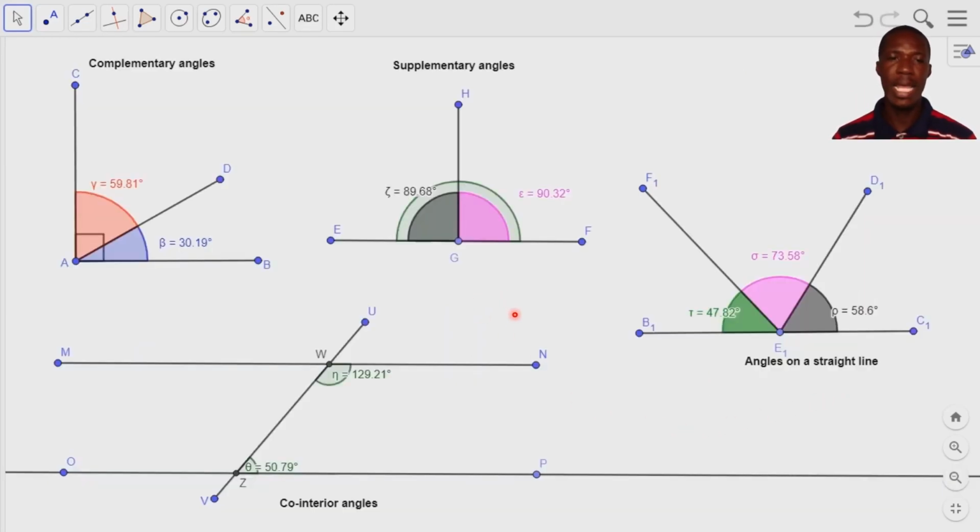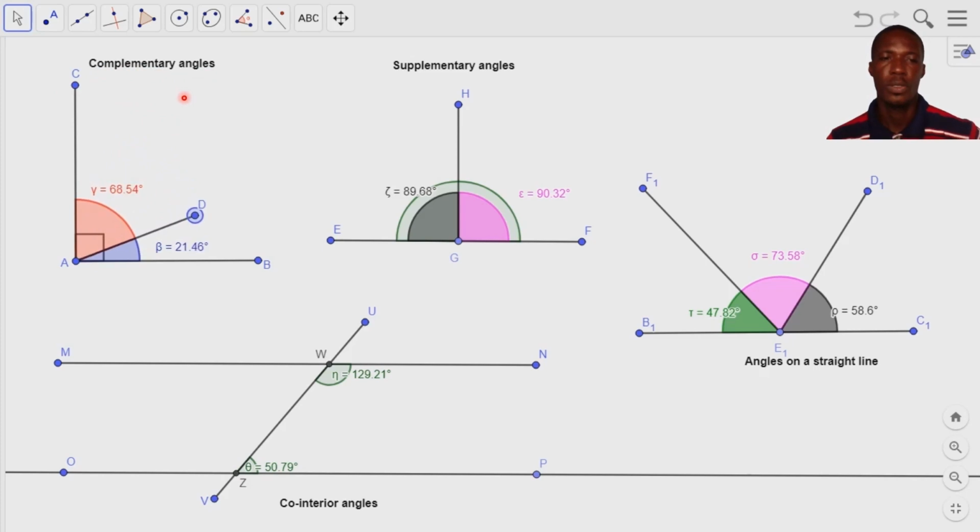Now we look at interrelated angles. We have a right angle here. We see two angles between the two lines. That is, we have 90 degrees, but these two angles, one with orange background and one with blue background, sum up to 90 degrees. Any two angles that sum up to 90 degrees are called complementary angles. So complementary angles sum up to 90 degrees.